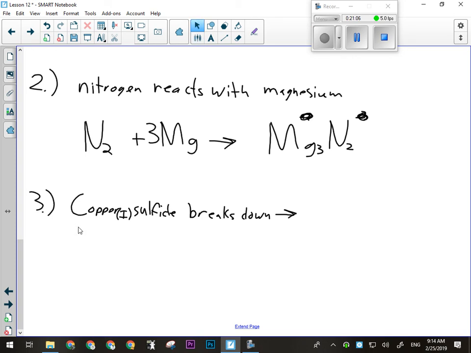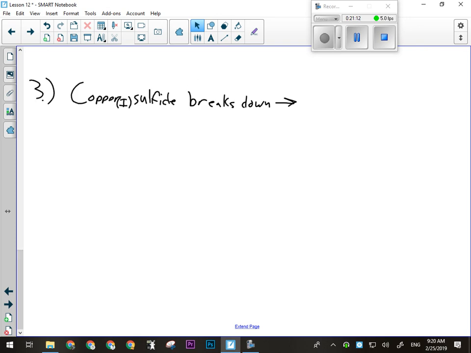Okay, copper 1 sulfide breaks down. So for this one here, what kind of reaction are we looking at? Decomposition reaction. Okay, it's breaking down. So the first thing I want to do then is write the formula for copper 1 sulfide. So copper and sulfur are together. Sulfur is a -2, copper is a +1 in this case. So that means we have Cu2S.